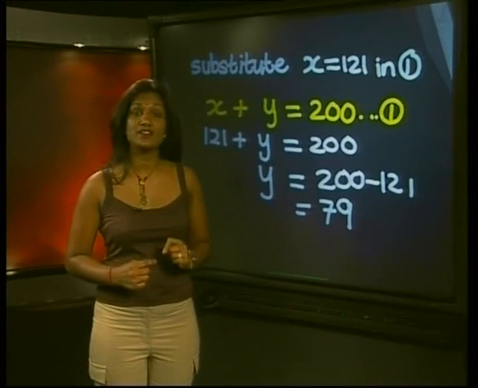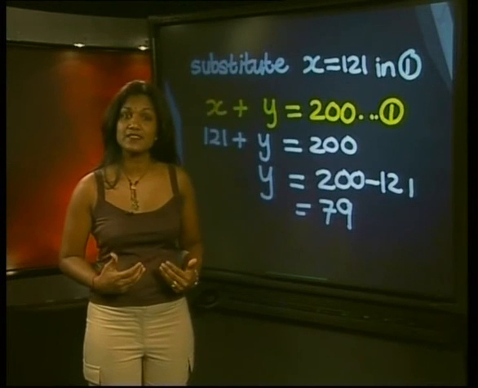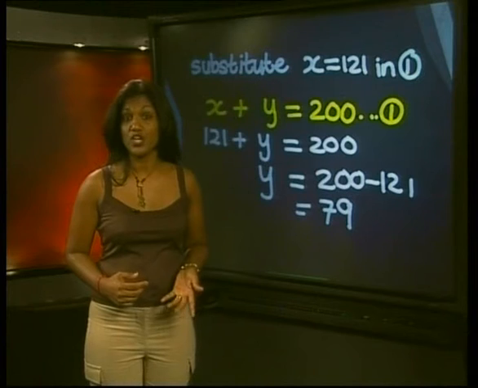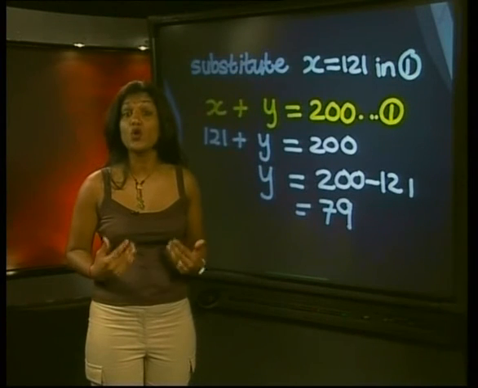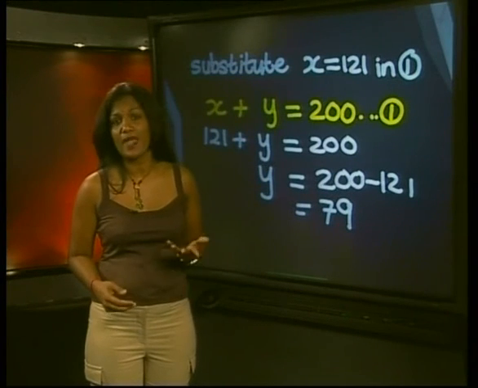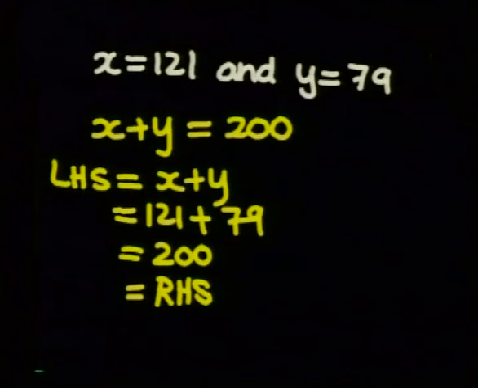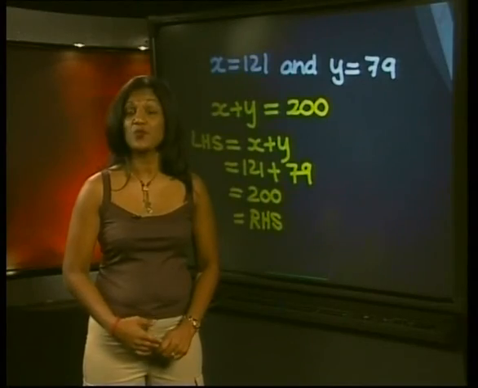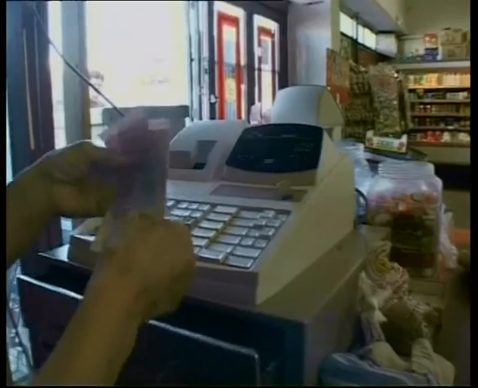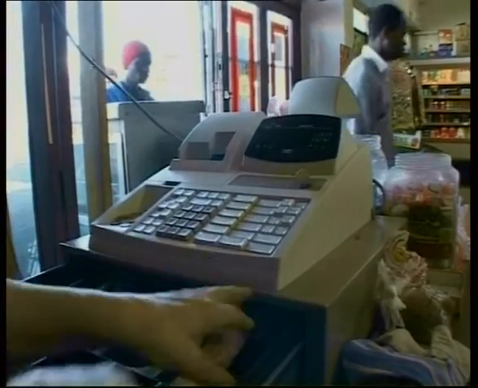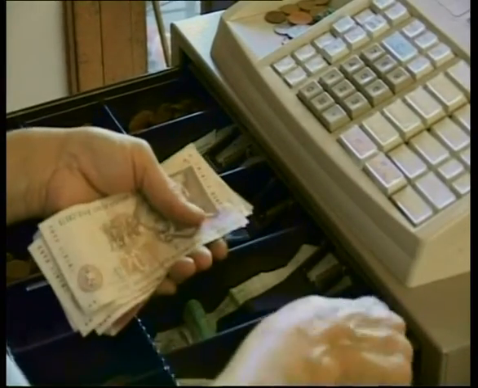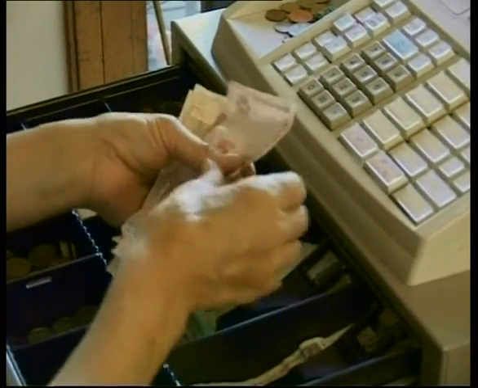Remember to check your answer in the context. Does it make sense? We are working with banknotes, so we know that both answers must be whole numbers. We can't work with half a banknote or with negative banknotes. As you can see, our answers do make sense and they are correct. Hey, we're done. Ms. Gallagher has 121 50 Rand notes and 79 20 Rand notes. This afternoon, she'll be able to bank them.